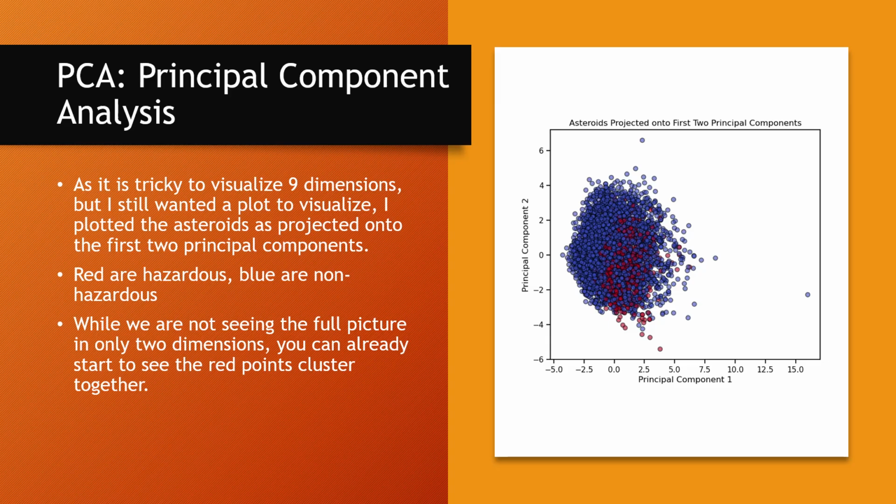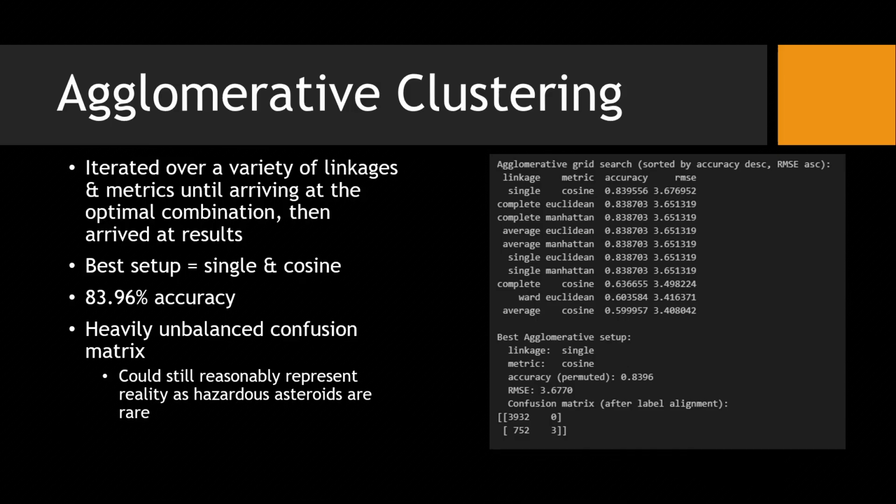I did want to make a visualization, but it's tricky to visualize 9 dimensions, and I still wanted a plot. So what I did was I plotted the asteroids as projected onto the first 2 principal components. The red is hazardous, the blue is non-hazardous. And while we're definitely not seeing the full picture because this is only a 2-dimensional slice out of a 9-dimensional space, you can kind of start to already see the red points clustering together in the middle there, which I think is very interesting. So then I move on and start with agglomerative clustering.